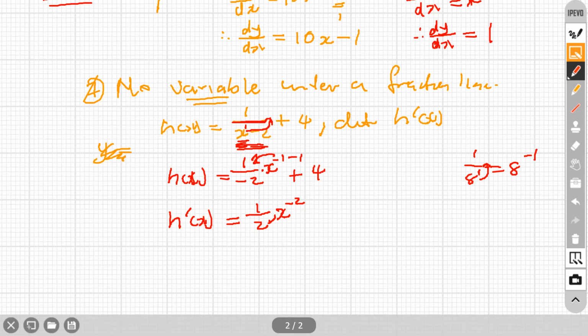Do I fix it, or do I do another example? It's a lot of work. Do I fix it, or do I do another example? Okay, let me fix it.